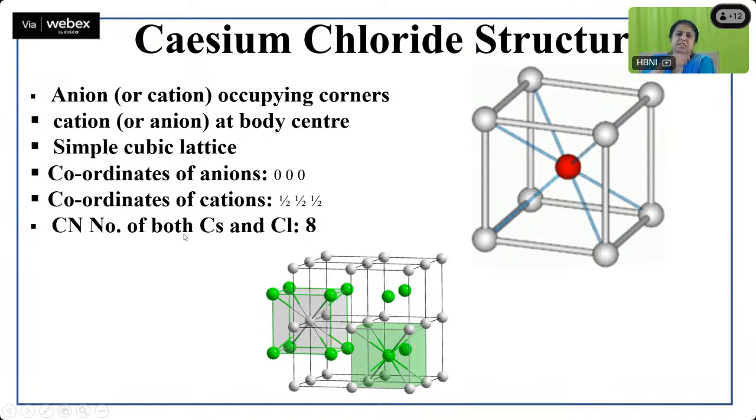Now ask me the question, if we were sitting here face to face: if this atom is occupying the body center, why are you not calling it body centered, but you are calling it primitive?